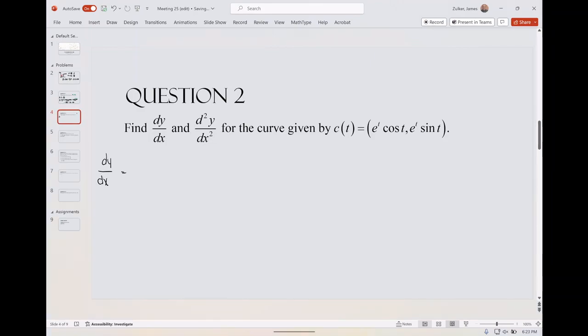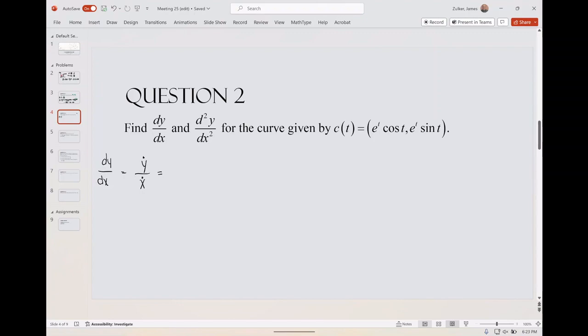dy dx. Y dot over x dot. What's y dot? Is it e to the power of t? Just e to the power of t? No, I'm asking is it t? Those are all t's, yeah.